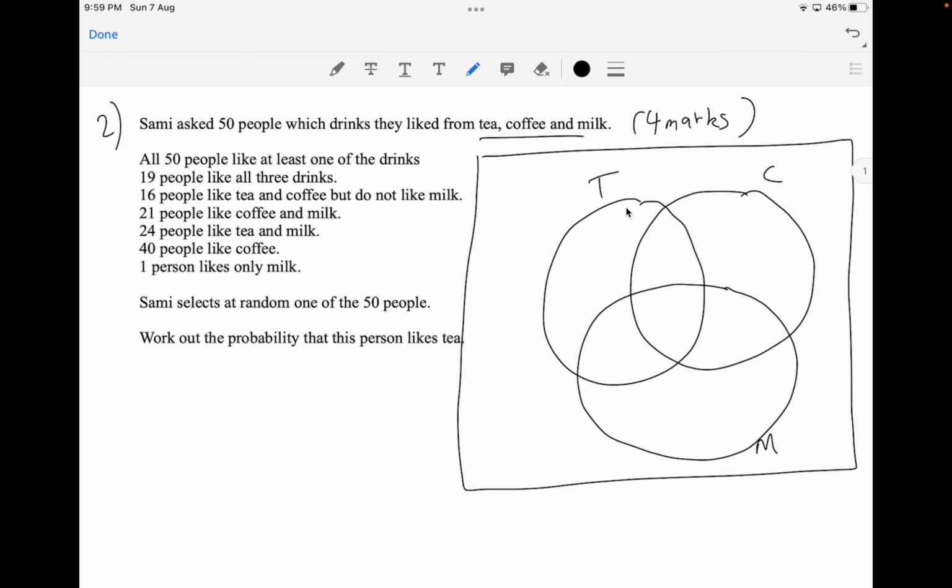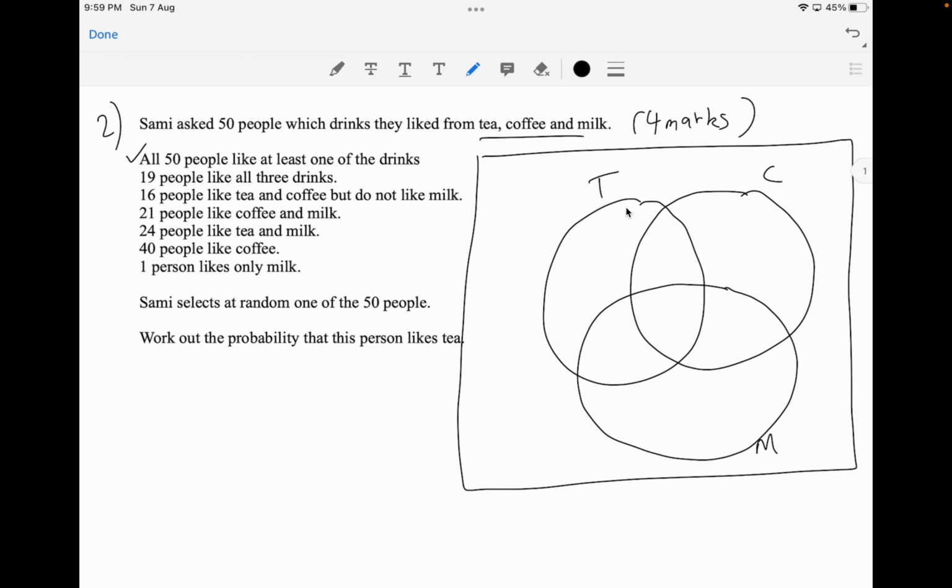So we're going to work out the question. Let's try going from up to bottom or from bottom to up, depending on what your choice is. We know that 50 people like at least one of these drinks. We know that from the start of the question, so that's kind of covered. So we're going to take that part.